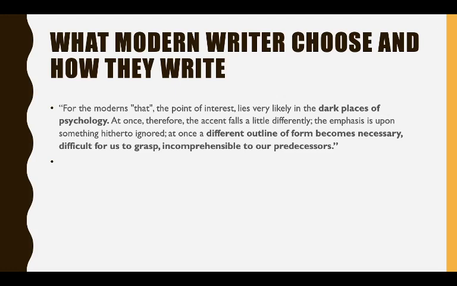And what modern writers choose, according to Virginia Woolf, for all those modern writers, the point of interest lies very likely in the dark places of psychology. She says, at once, therefore, the accent falls a little differently, and here the emphasis is upon something which was earlier ignored. At once a different outline of form becomes necessary. Here in the modern period, we need a different outline of form, which is difficult for us to grasp and which is completely incomprehensible to our predecessors.